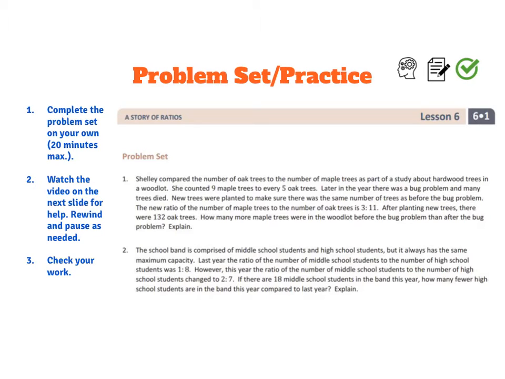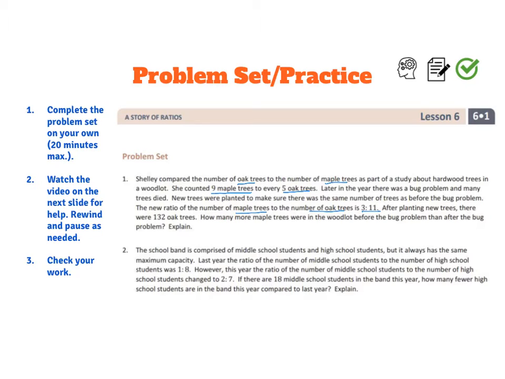The first problem says Shelley compared the number of oak trees to the number of maple trees as part of a study about hardwood trees in a woodlot. She counted 9 maple trees to every 5 oak trees. Later in the year, there was a bug problem and many trees died. New trees were planted to make sure there was the same number of trees as before the bug problem. The new ratio of the number of maple trees to the number of oak trees is now 3 to 11.